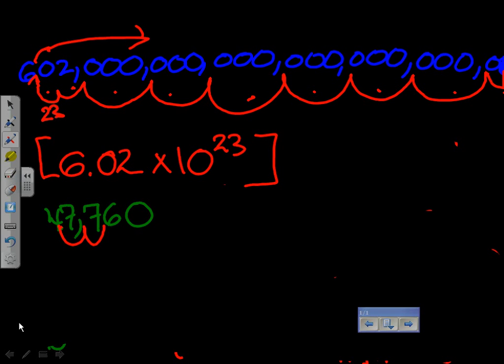1, 2, 3, 4. You have 4 numbers. Now, because this is greater than 1, you know that your exponent is positive. What you also know is that 4 is the last non-zero number on the furthest left, so you take 4.776, and that is your scientific notation.